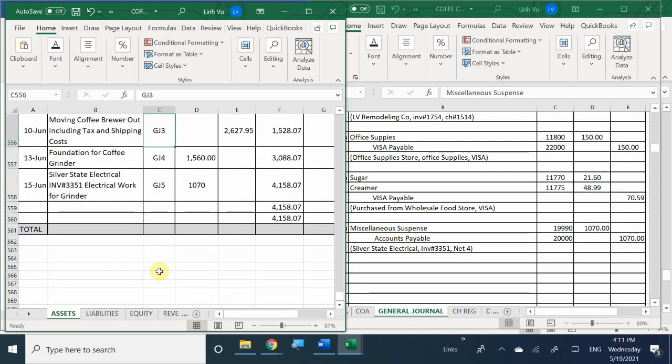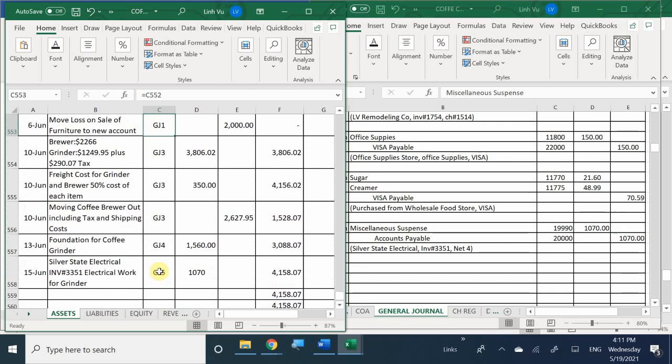By taking out the coffee brewer, I'm left with 1528.07, which is my coffee grinder with my tax and freight already included. So my coffee grinder just by itself is 1528.07. I added 1560 for my foundation plus an additional 1070 for my electrical work. So my grand total right now is 4158.07 for my coffee grinder. So what do I do with this?